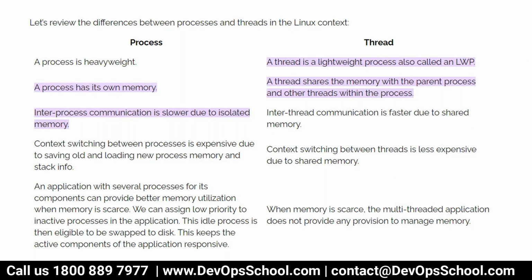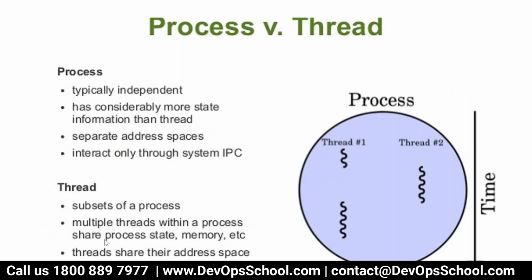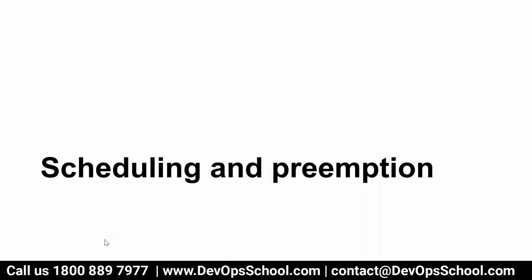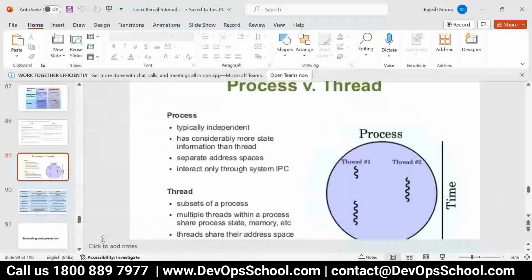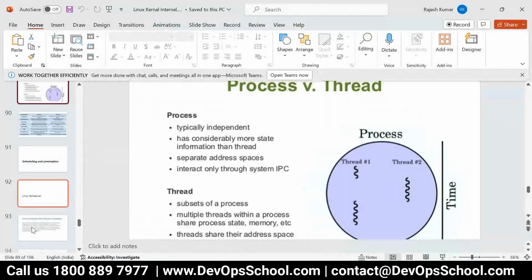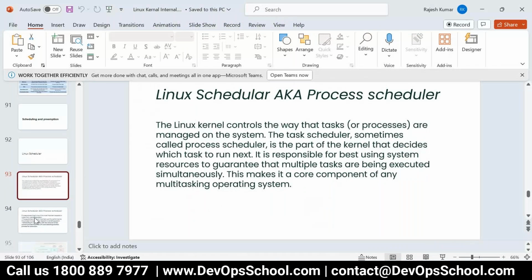Now the third line is very important. Inter process communication is slower due to isolated memory. That means if you have multiple processes, context switching is slower, but for threads, it is faster due to the shared memory. Inter thread communication is faster due to the shared memory, and there are a few more differences. Please remember these 3 points, that should be sufficient. These are the more descriptions. Now this is something which we have in the Linux kernel.